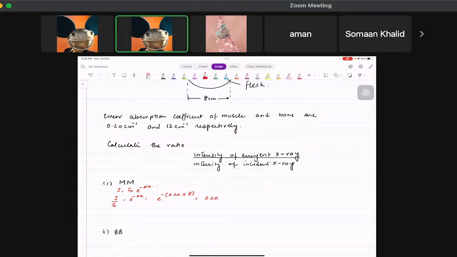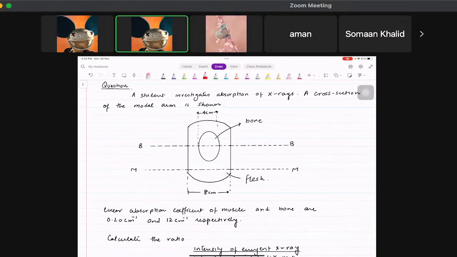Nadia and Suman and Aman and Gatika. Any issues? Okay. So what is MM and BB? This is just the section where the rays are going through.